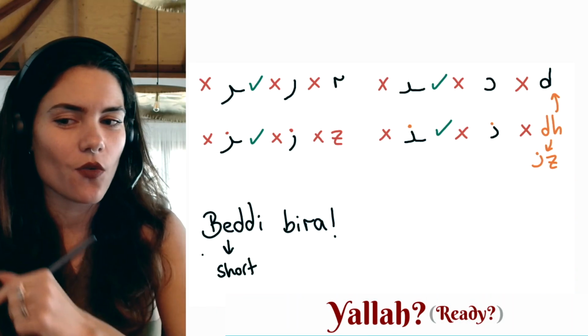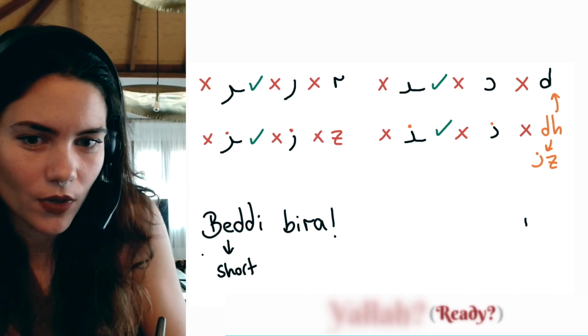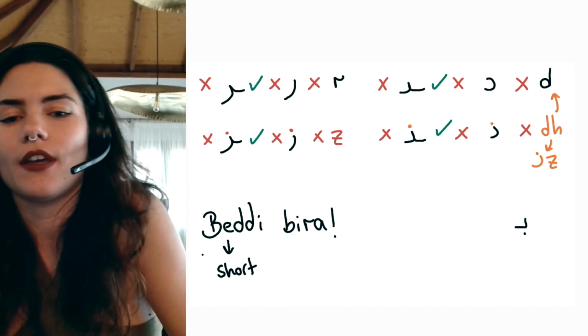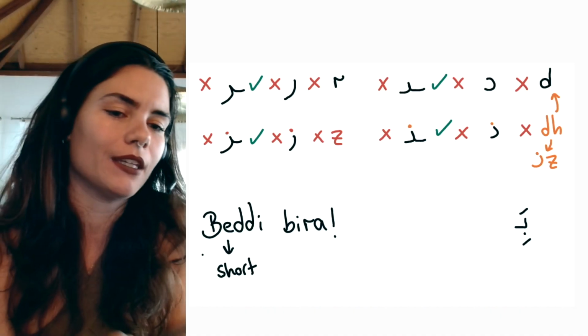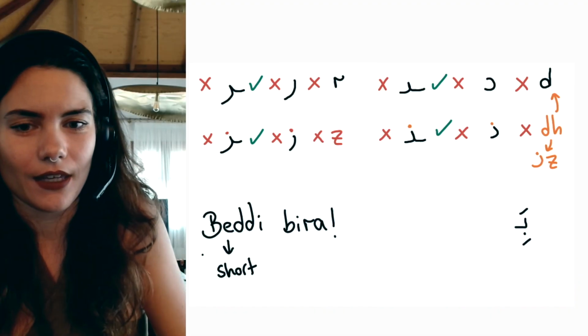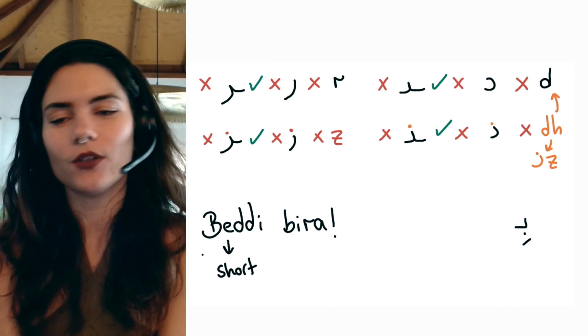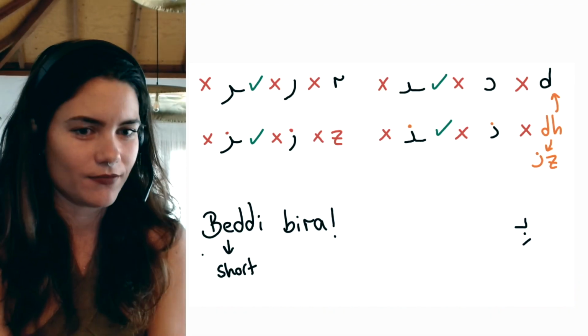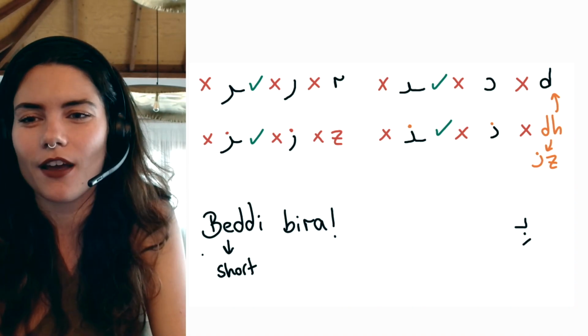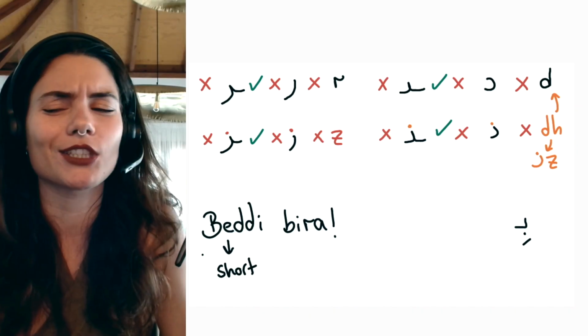Yalla. So we have the B with a short vowel A. Again, it could have been this, it could have been this. I usually write it with the kasra. Now it's true that nobody says bidi, badi. I've heard more badi, so it's probably with a fatha, but I'm gonna keep the kasra because nobody here is judging.